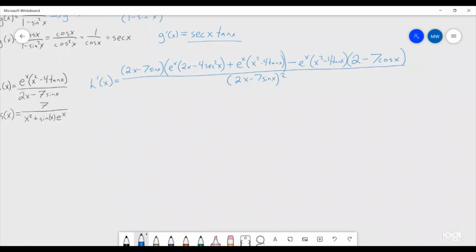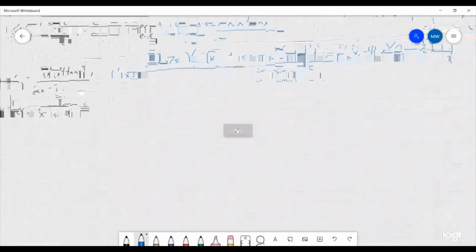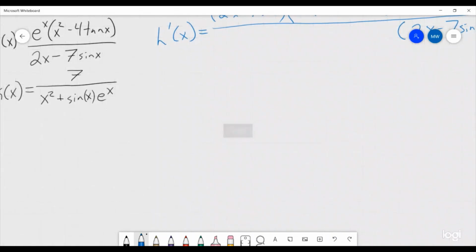Yikes. That one's just huge. And we are not going to even try and simplify this, because it is this big mess. Sure, we could probably pull an e to the x out from everything, but other than that, there's not really much that we can do to simplify. So we're just going to leave it at this because this is as good of an answer as we can get. Okay, so now for our last one, k of x.